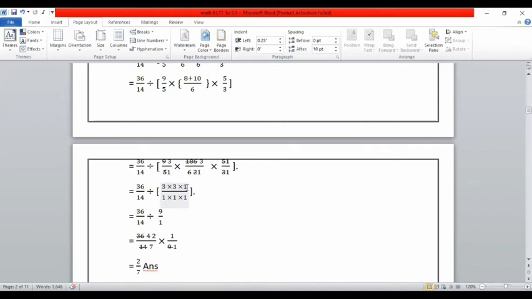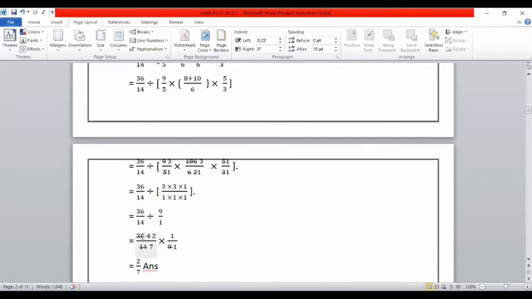Dear students, here is the 36 over 14 divided by 9 over 1. I have to do this divide, so I will change it to multiply. When I change it to multiply, according to the mathematical rule, the denominator will come up and the numerator will go down. The position of the fraction will be inverted. It will become 1 over 9.